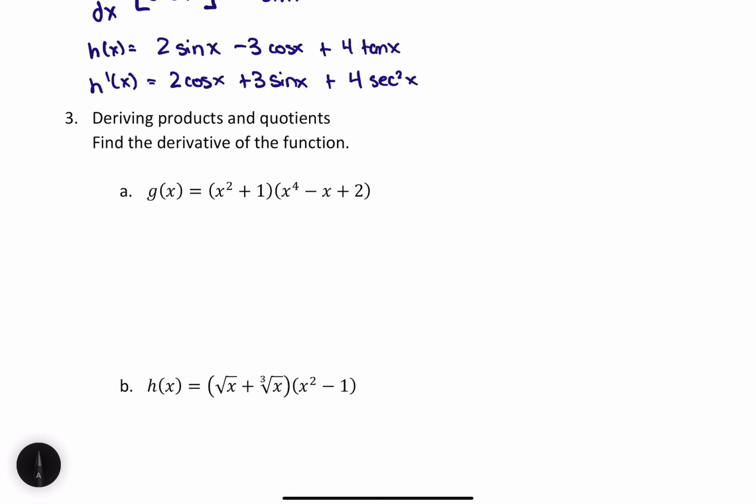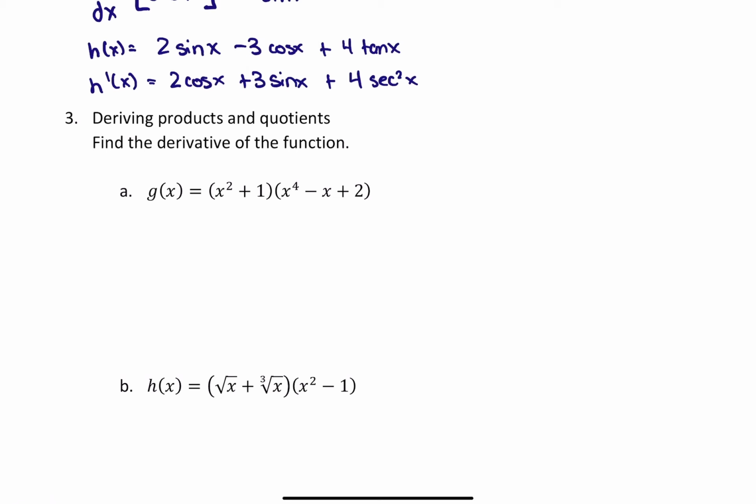So the last thing that we're going to do is talk about derivatives of quotients and products. Most of the time, you should try to see if you can multiply the things out. Using the product rule and quotient rule are more cumbersome for some calculations.